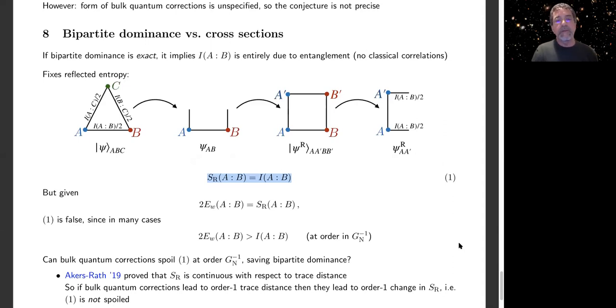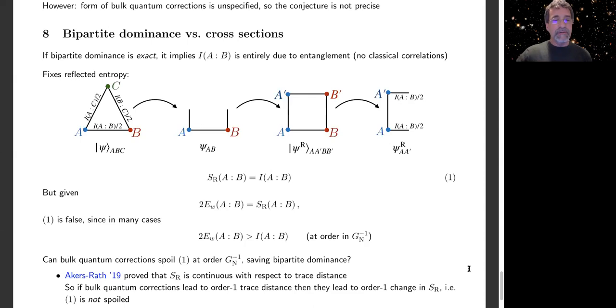Chris and Pratik studied and argued that it's not going to save you, because they showed that the reflected entropy is continuous. So basically, it can't be so violently changed by a very small change in the state, where they defined a small change in the state to be one which is small in trace distance. Okay. Now, there's a question about whether the trace distance is correct, and at least is the relevant measure here.